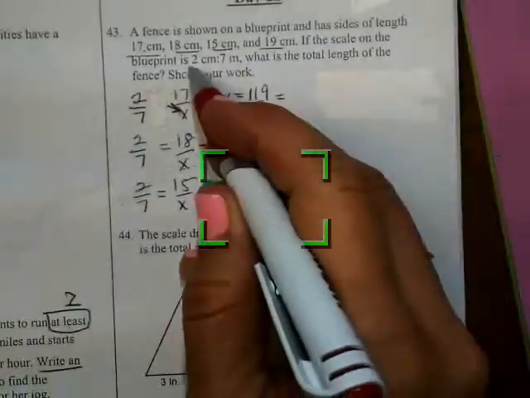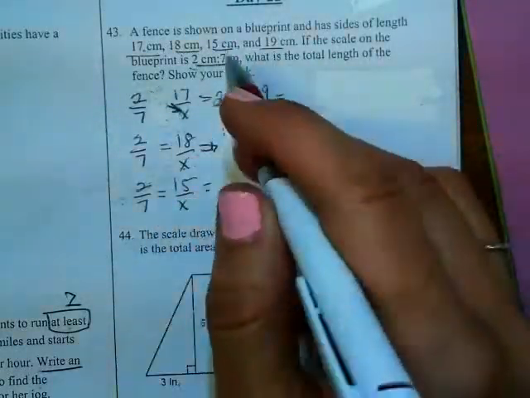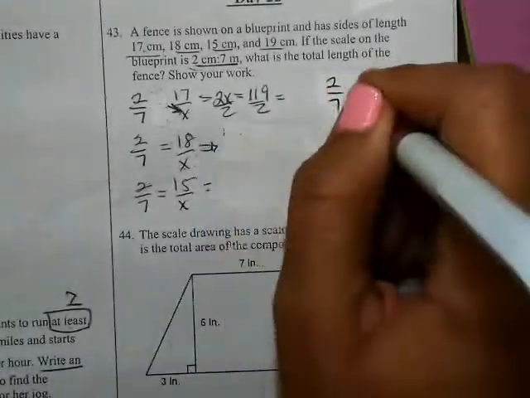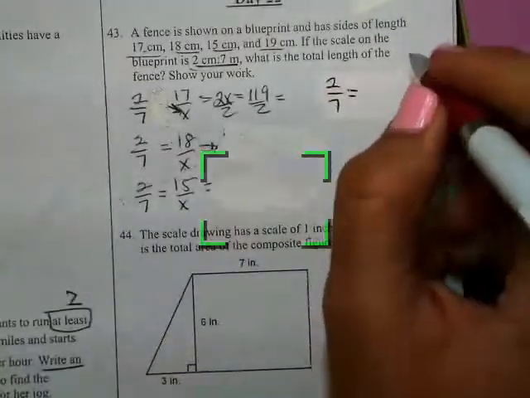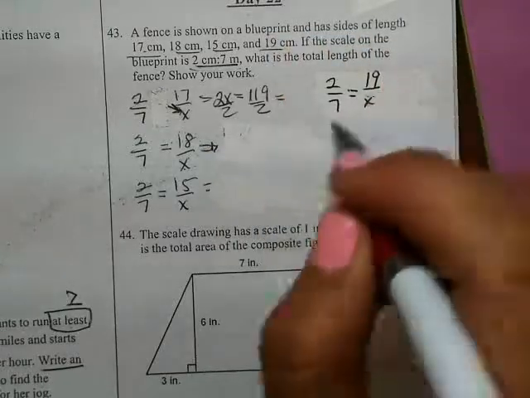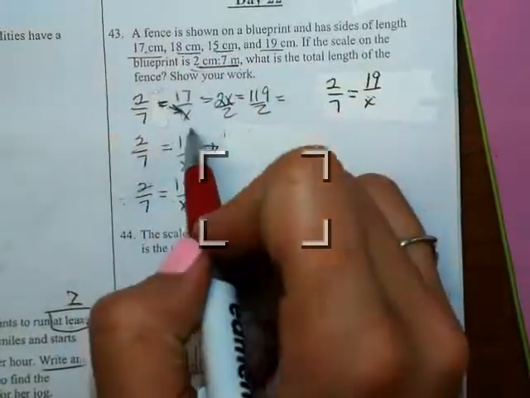The scale for the fence is 2 centimeters to 7 meters. What you want to do is start off with your scale for each set. Create yourself two ratios using the scale and the given measurements. Okay, so 2 over 7 is equivalent to 17 over x.